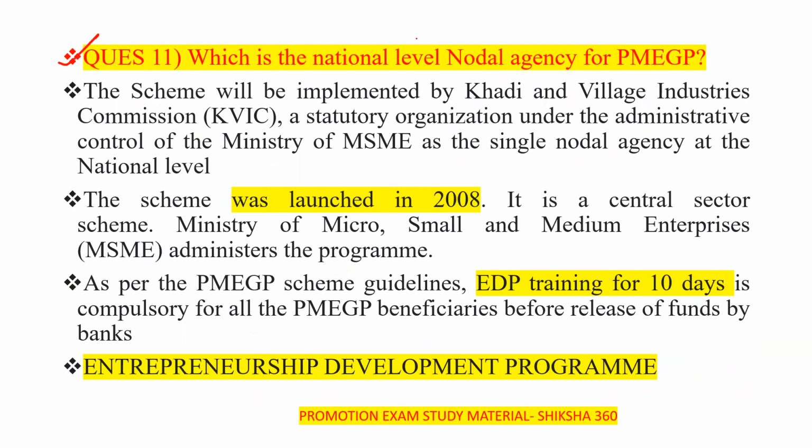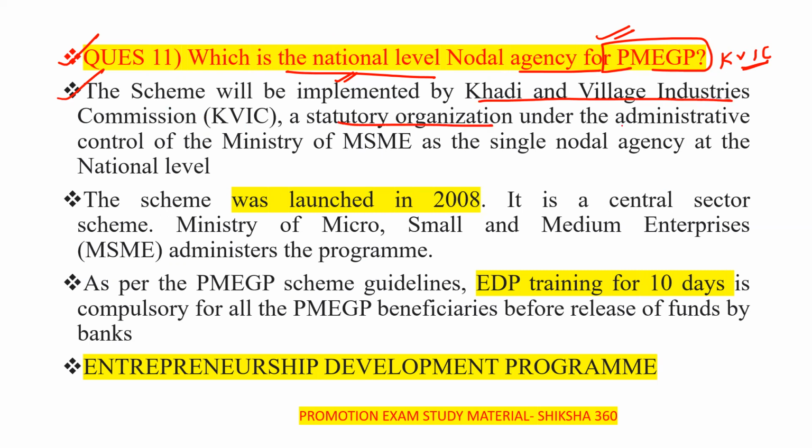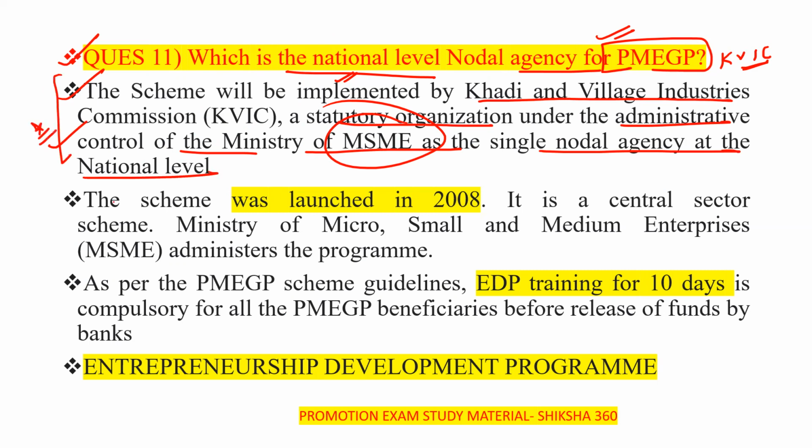Which is the national level nodal agency for the PMEGP? Clear? The scheme will be implemented by KVIC. This is the nodal agency. The scheme will be implemented by the Khadi and Village Industries Commission, a statutory organization under the administrative control of the Ministry of MSME. Clear? This is under the control of the Ministry of MSME as the single nodal agency at the national level. Clear?